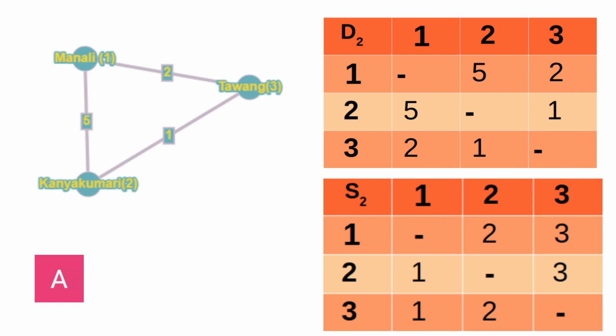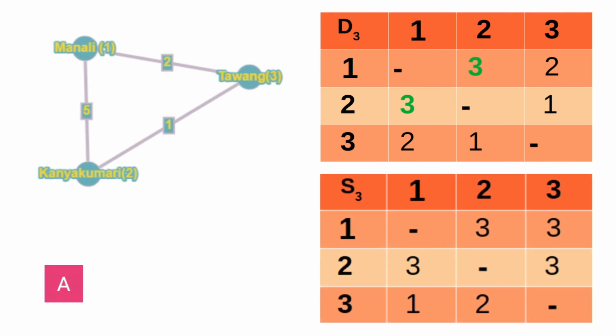And since it's a symmetric matrix, the D13 value is the same as the D31 value. And the matrix came out symmetric because of the undirected nature of the graph. Now, since D2 underwent no change from D1, S2 is also the same as S1, no change.